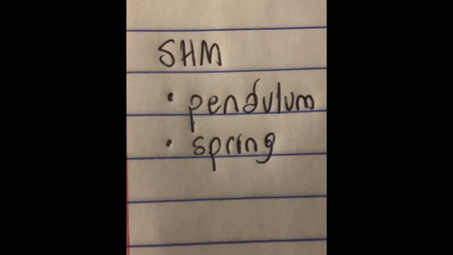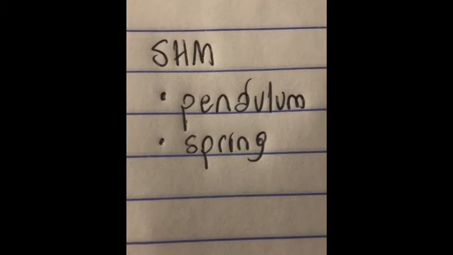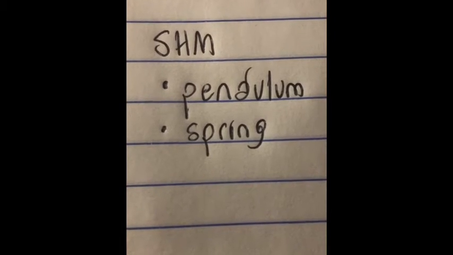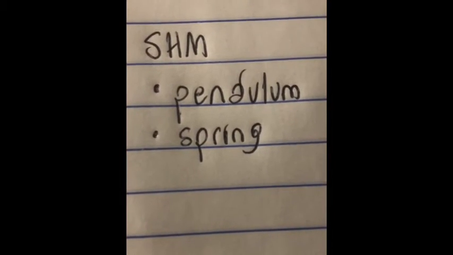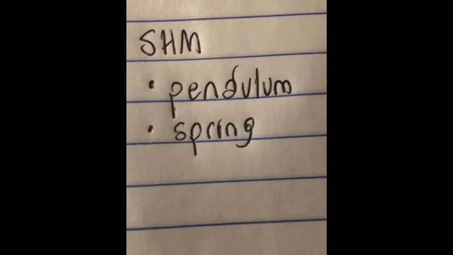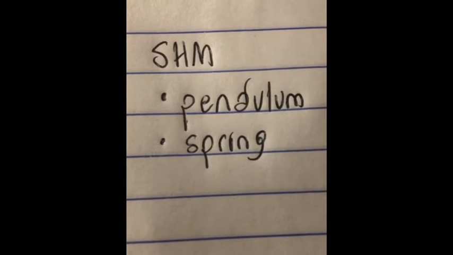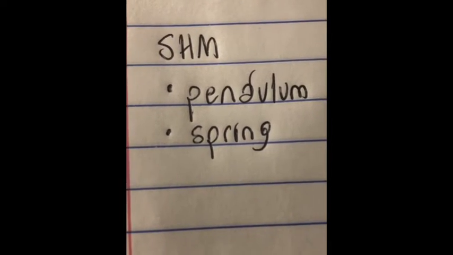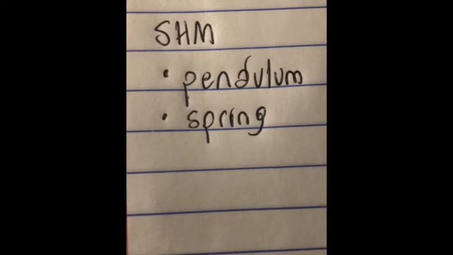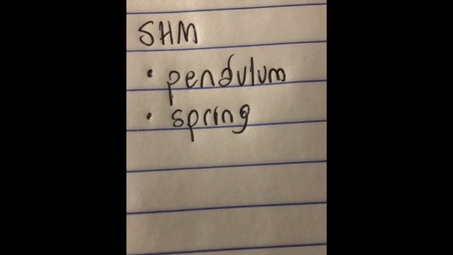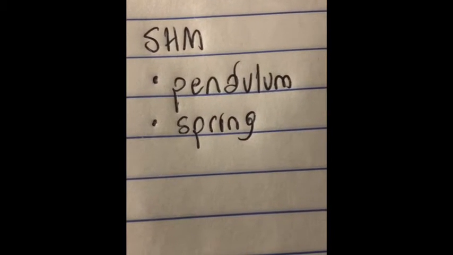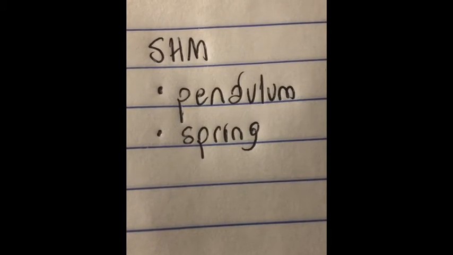So simple harmonic motion can be shown through both pendulums and springs, but for the scenario of the slinky going down the stairs, it's shown through a spring being compressed and released. So two terms we should be using with simple harmonic motion are equilibrium and amplitude. Equilibrium is the middle point of oscillation where the spring or the pendulum has zero net force, and amplitude is the maximum displacement of the spring or pendulum from equilibrium.